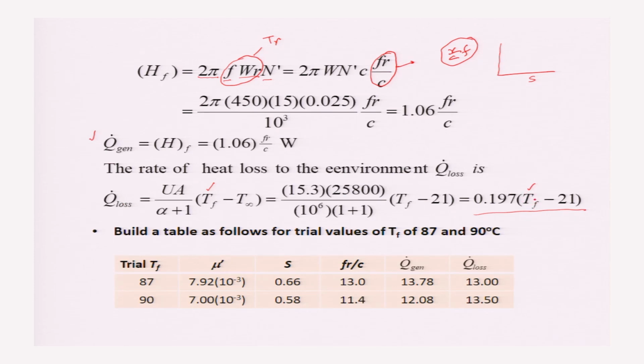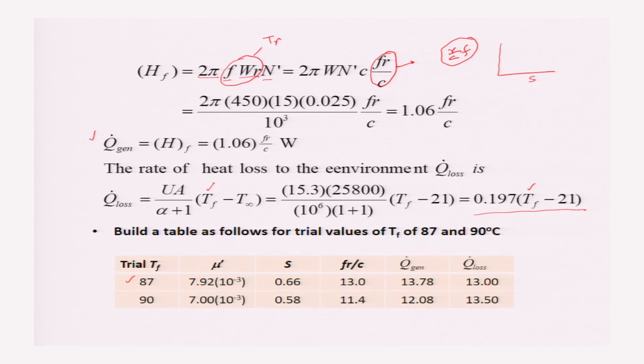Taking the trial value of T_F will give us the value of mu. Knowing mu, we will get the Sommerfeld number, and thus we will get the value of f R by C. So the trial T_F gives us mu, the viscosity, which gives the Sommerfeld number, and then we get f R by C from this chart, and Q gen and Q loss can be calculated. And we found that the heat generation is more than the heat loss.